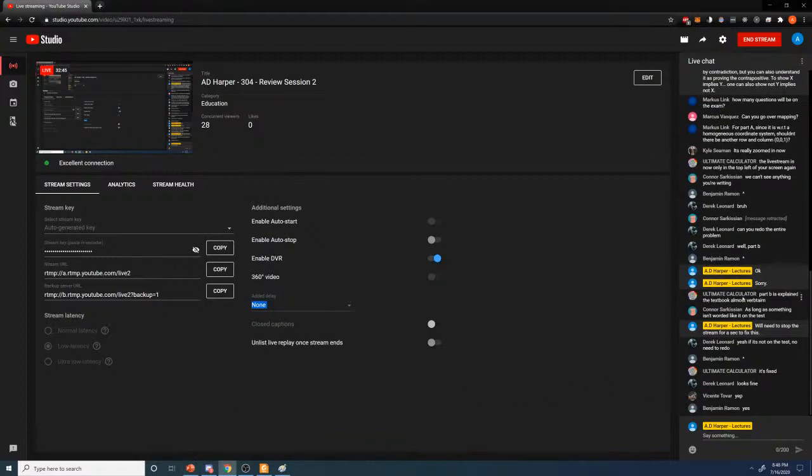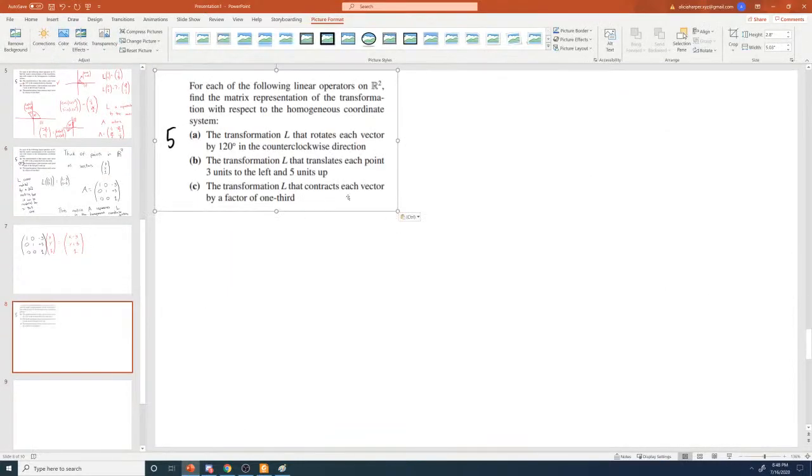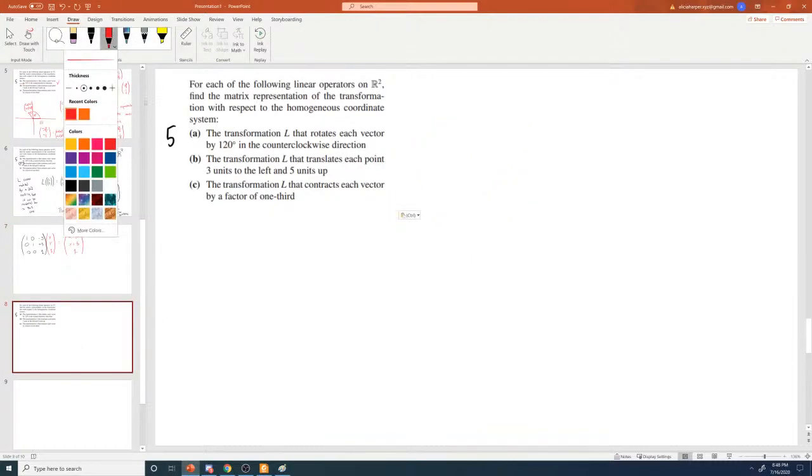Then, since people don't want me to do part B again, it won't be on the exam, I'm going to skip it. I'm going to go right to part C, which is actually relevant. So, at least it's related to a kind of problem that I might ask.